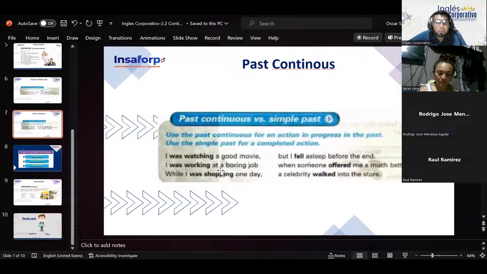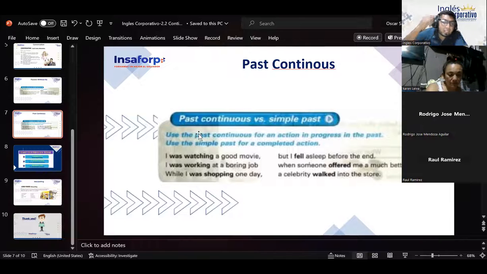So here, you were doing something. This is not necessarily referred to one specific moment, and that's the magic about it, because it doesn't have to be just a 20 or 30 minute period. It can be years and years. The continuous thing can cover something that you have been performing for a long time in the past, but then this gets interrupted by something else. And here the something else is that someone offered this person a much better job.